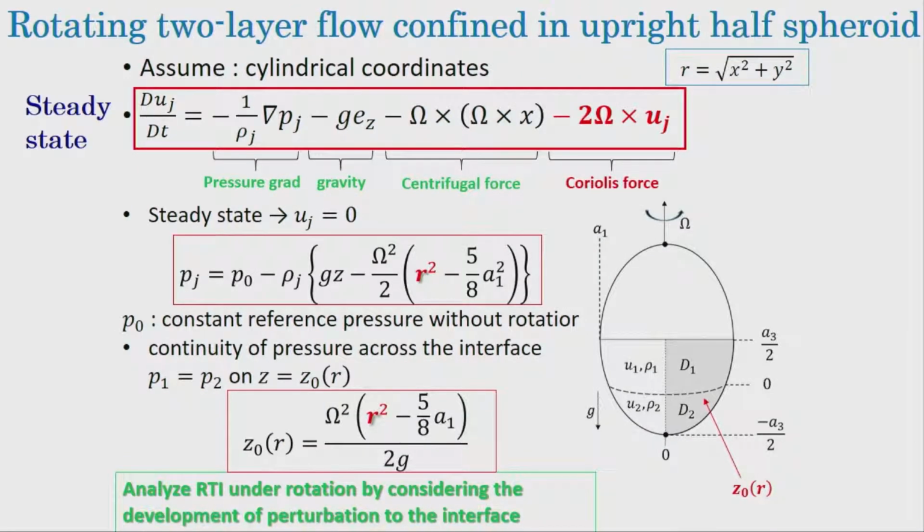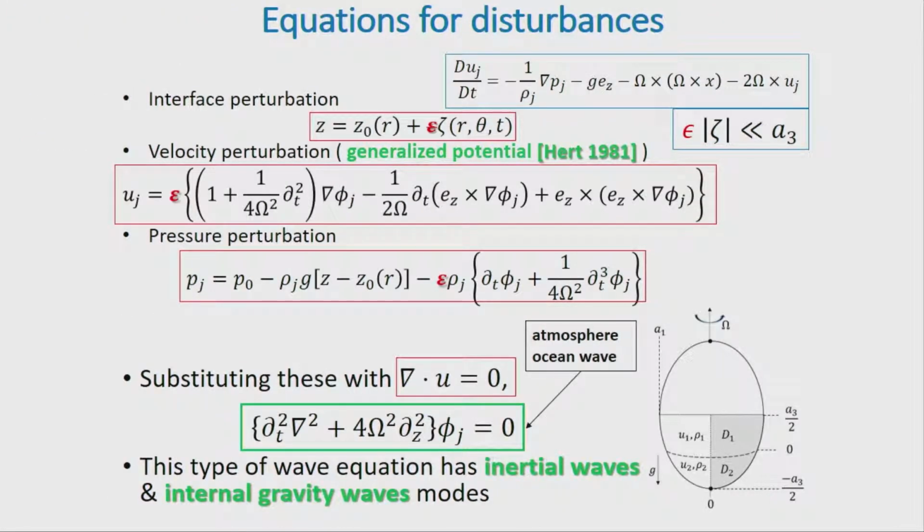Just confine the two fluids, like heavy fluid and lighter fluid, in the lower half of the spheroid, and then you can first obtain the steady state. This is written by this, and apply the rotation. Now, the spheroid is upright. The symmetric axis is parallel to the vertical axis.